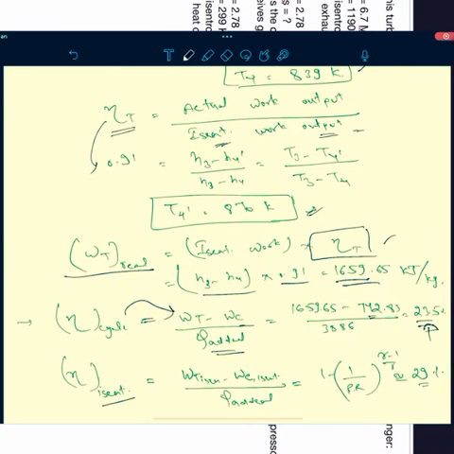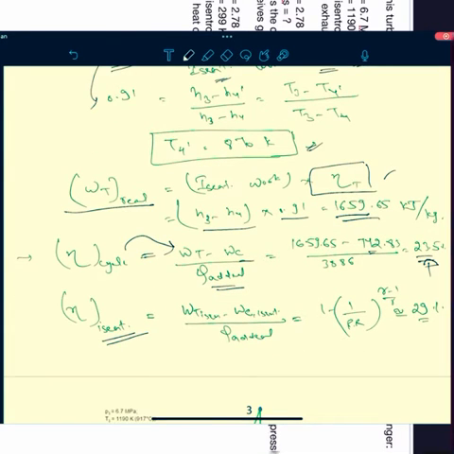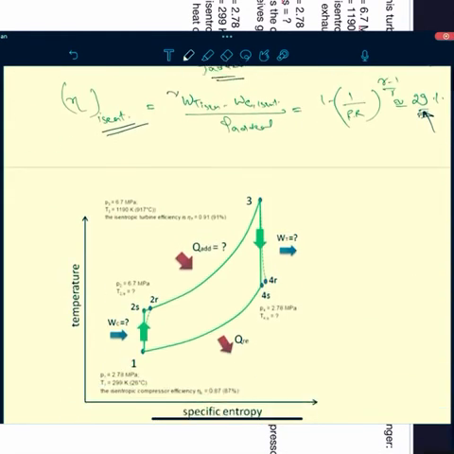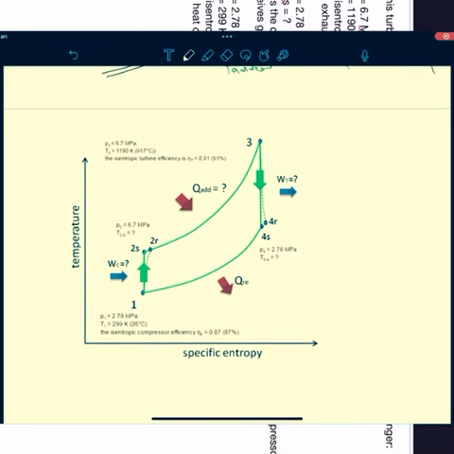Similarly, if we find out the isentropic efficiency without considering the efficiency of the turbine and compressor, the isentropic efficiency will be 29%. So there is a difference of 7% between the actual and isentropic. So if you want to draw, the diagram will look like this considering all the conditions given in the question.